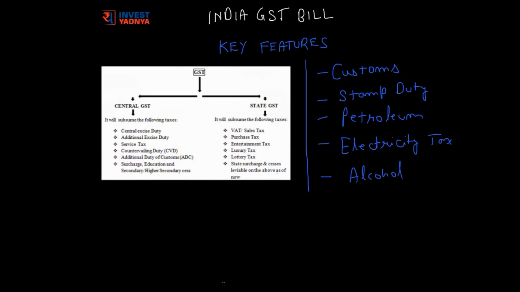Going to the key features, unlike most of the countries in the world where it is a single tax structure, in India we have dual tax structure in GST, which means there is a separate central GST tax and then there is a state GST tax. Central GST will replace all these existing central government taxes. Similarly, the state GST will remove all these state level taxes. There are still few indirect taxes which don't come under GST purview, and those are customs, stamp duty, tax on petroleum product, electricity tax and tax on alcohol.